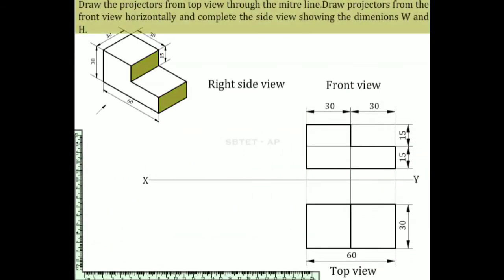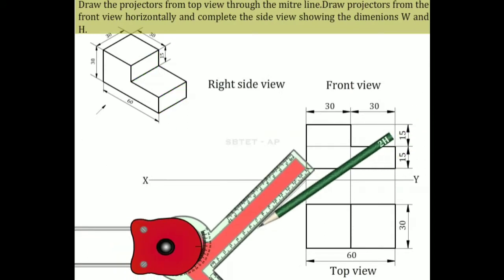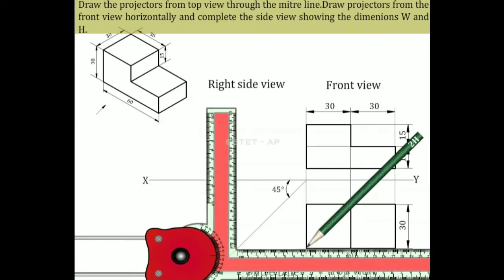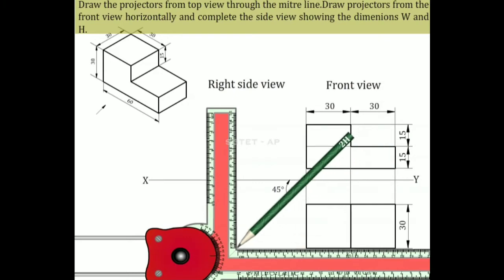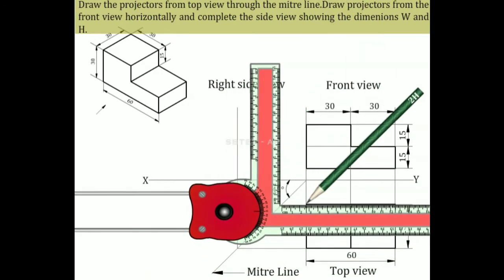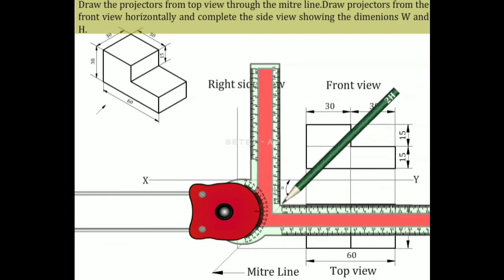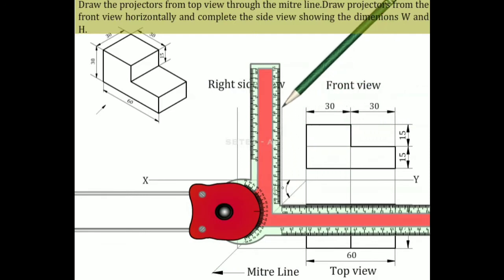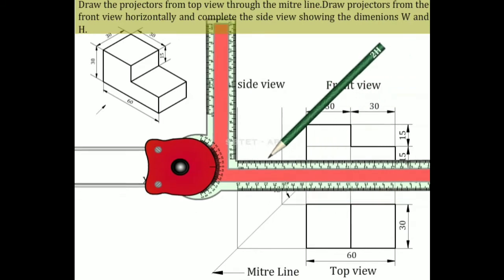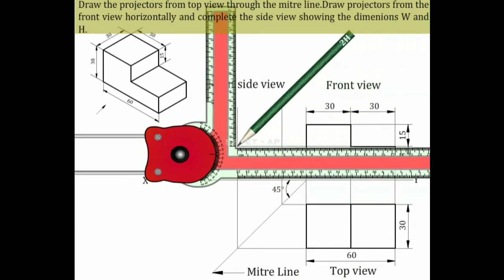The right side view will come to the left of front view. Now draw the miter line. Draw the projectors from the top view through the miter line, and draw the projectors from the front view horizontally. Complete the right side view.